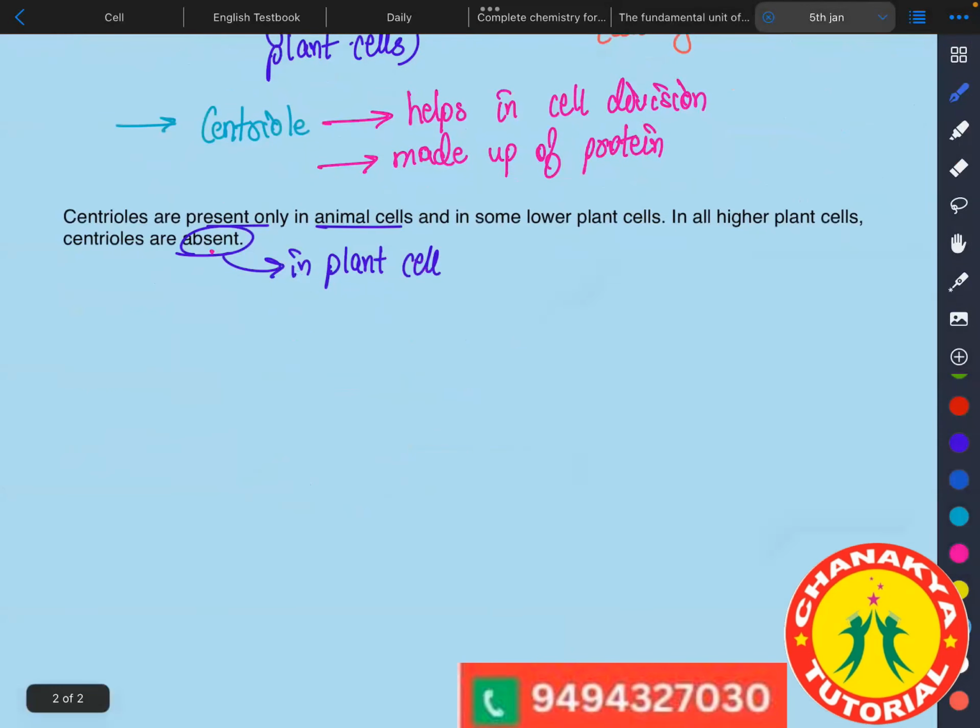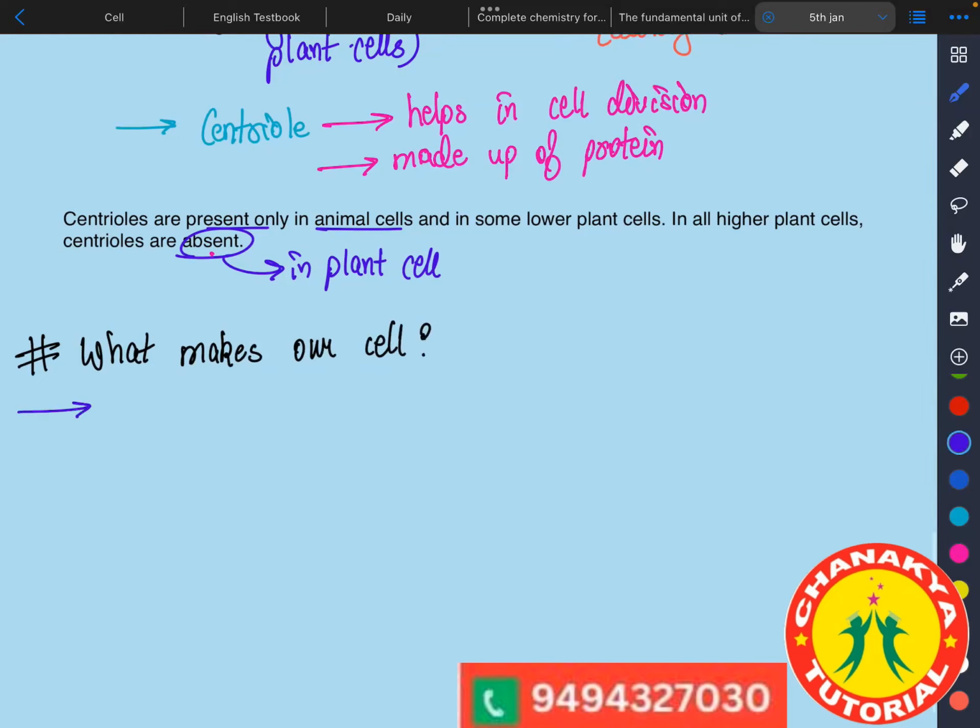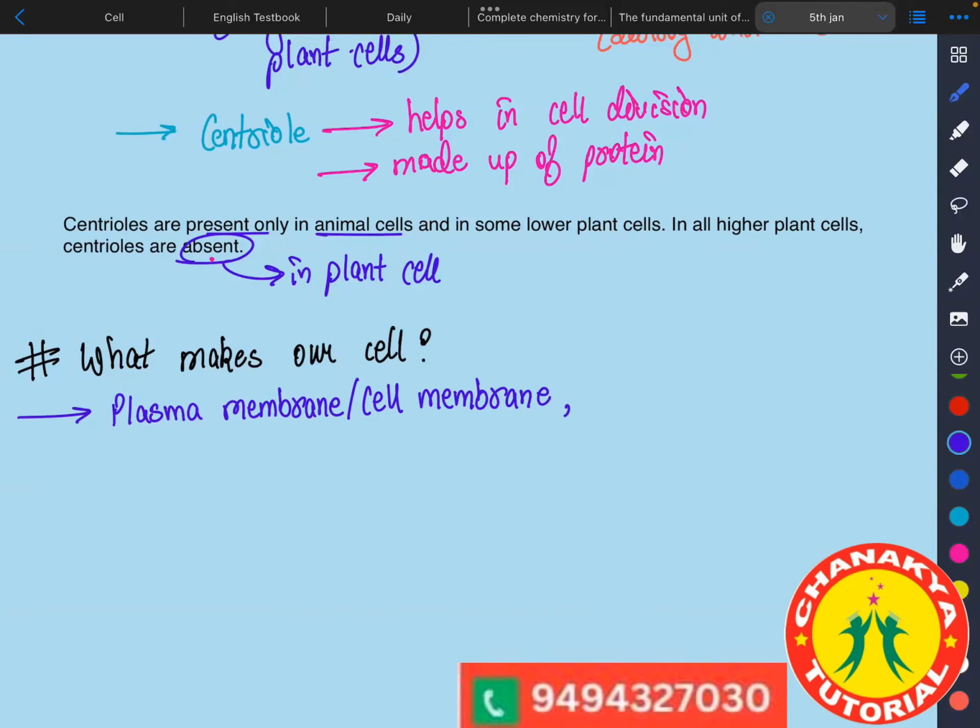So, like you guys told about cell organisms, so let's discuss more about what makes our cell. Okay, you guys told me different things like plasma membrane. What is plasma membrane? Sir, cell membrane. Correct. So we say cell membrane. Both are the same thing. We say it as plasma also, we say it as cell also. Okay. What else? Cytoplasm, isn't it?